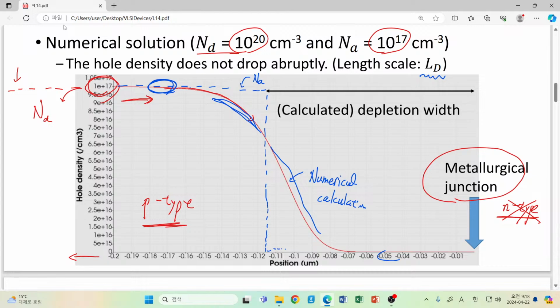So we have to understand that the depletion approximation cannot be a perfect approximation. However, compared with the length scale, in this case 100 nanometers long, how long is it? It is much shorter than the entire length scale. That's the reason why it can anyhow give us a more or less reasonable result for our PN junction.